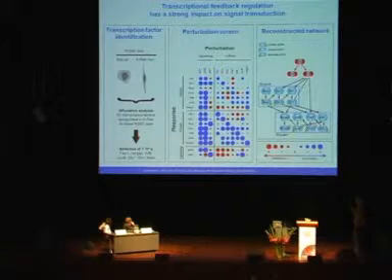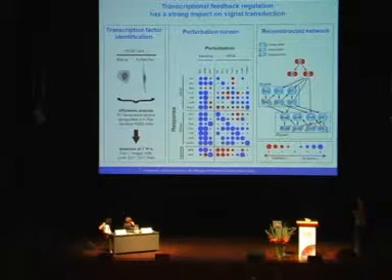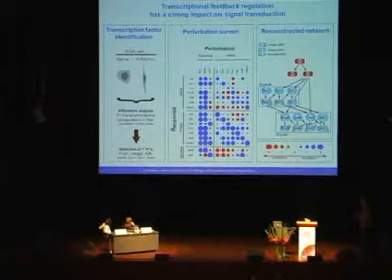So this is what you see here. So here's the perturbation axis, and here's the response axis. So we perturbed each of the transcription factors with siRNA and looked at mRNA expression levels, protein expression levels of the transcription factors, and at the signaling activity of ERK and AKT. And what you see here at the bottom is that transcriptional feedback regulation is significant.